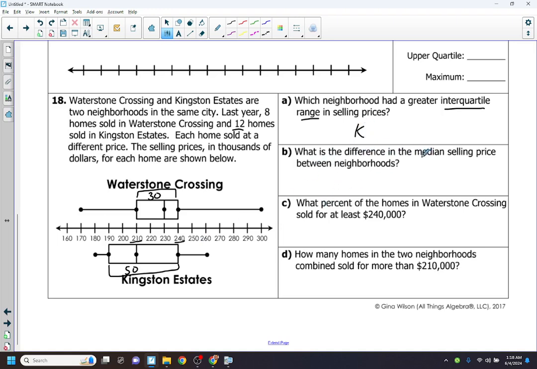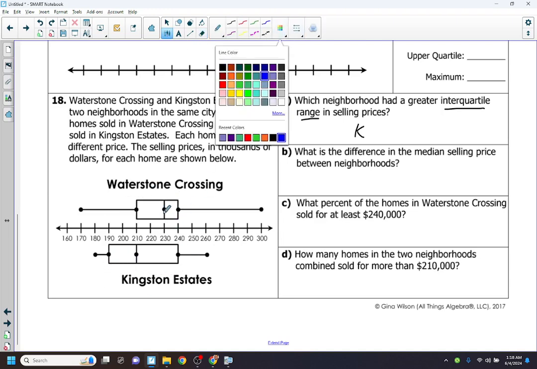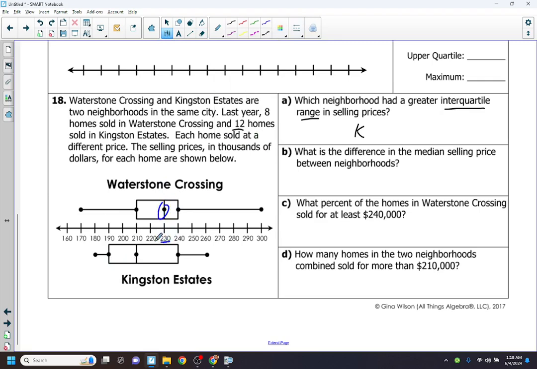What's the difference between the median price of the two neighborhoods? So the difference, remember, is a subtraction problem. The median is the middle of the box. So I'm looking at this number, which is 230, and this number, which is 210. So 230 minus 210, that gives me 20.